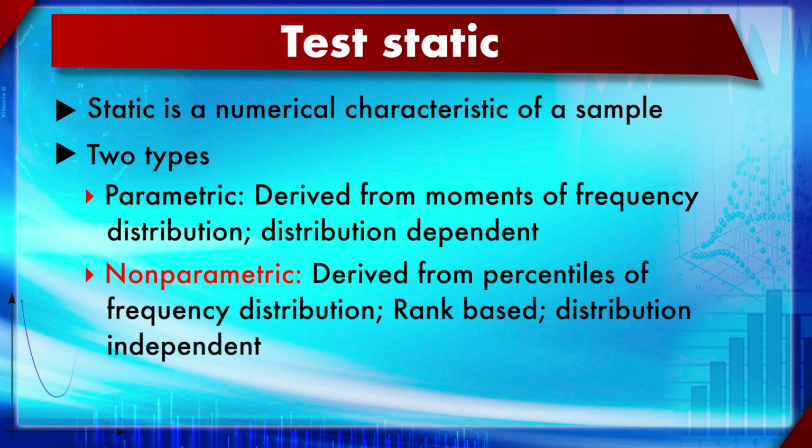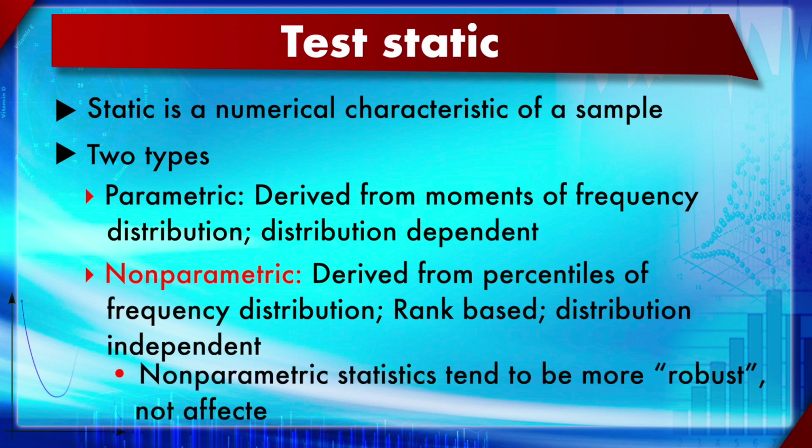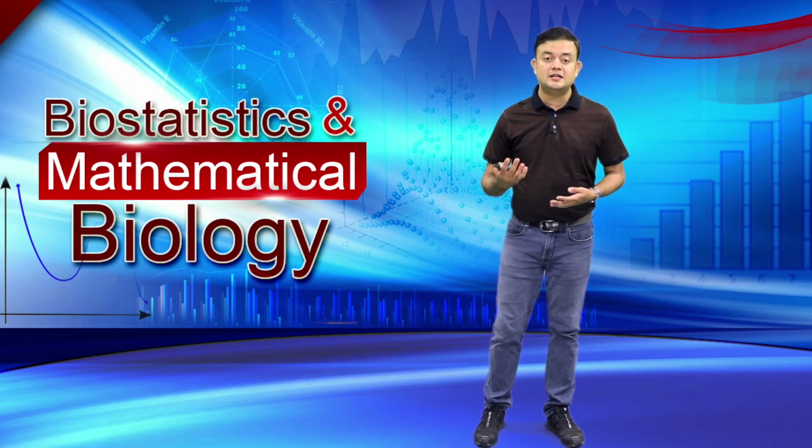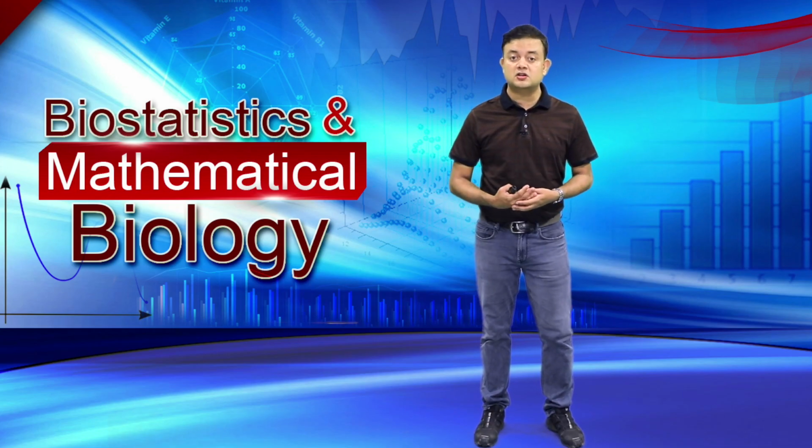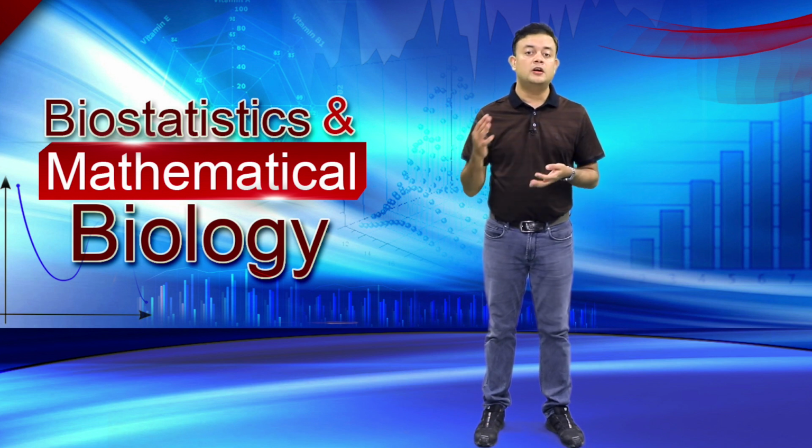These are derived from the percentiles of the frequency distribution, and these are rank based and distribution independent. So it does not make any assumption about the population's distribution. These are more robust statistics. Non-parametric statistics tend to be more robust because they are not affected by the outliers, while parametric statistics are affected by the outliers.